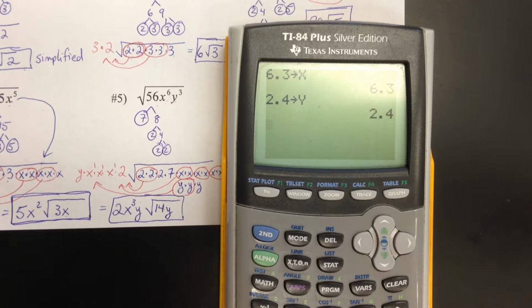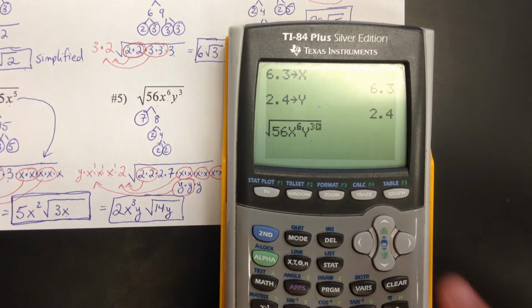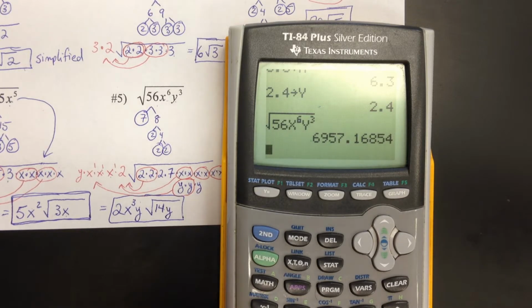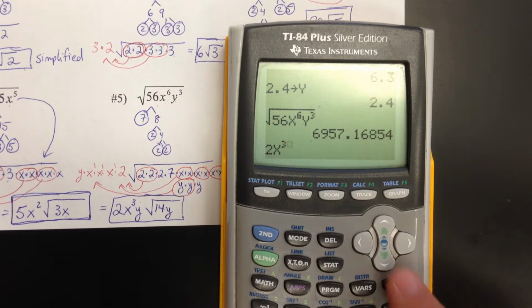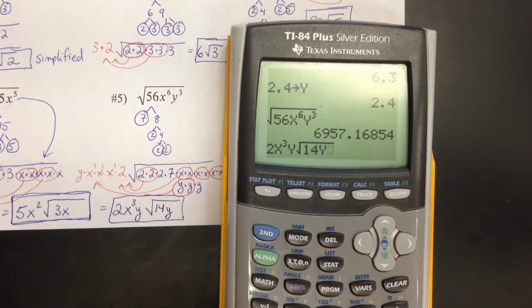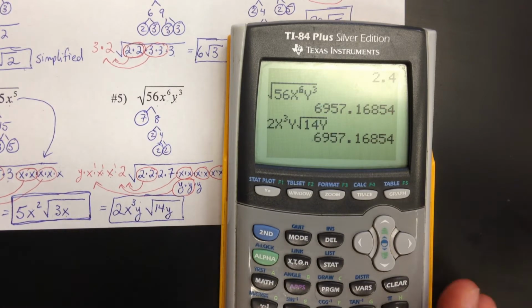So what I'm doing when I'm checking, I'm going to type the original problem, which was square root 56 x raised to the 6th, and then y raised to the 3rd. I know you can't see everything I'm typing here. Now I'm going to get some decimal, 6,957.16. Okay, fine. Is our answer the same? 2x to the 3rd, y, and then times the square root of 14y. If we get the same thing, we're good, and we are. Okay, so this is the correct answer. That's how you know that you're done.